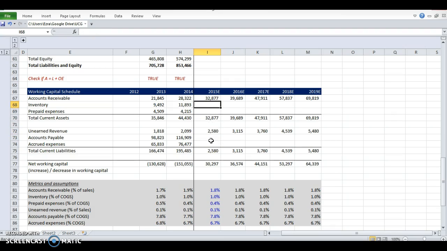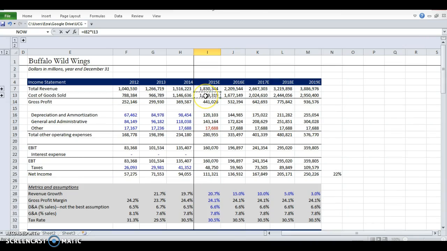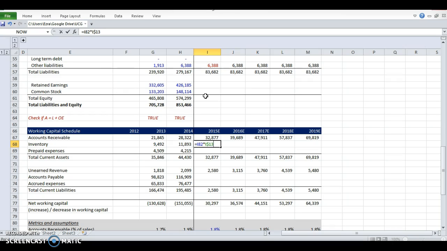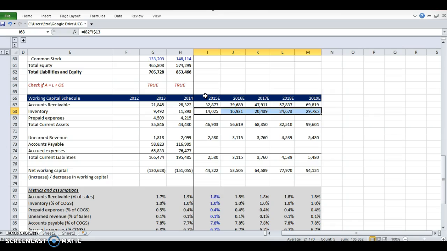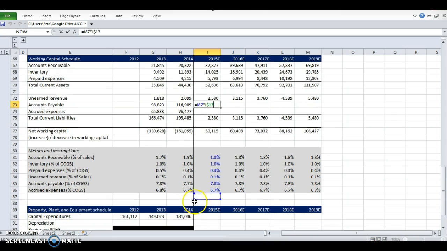Everything else is just based on COGS. So it's inventory, percentage of COGS. I'm going to fix that with the F4 key twice so that I can just drag across. And then prepaid expenses. If I audit this, it's on the right column. So prepaid expenses. We've got accounts payable. Need to drag this up. Great.